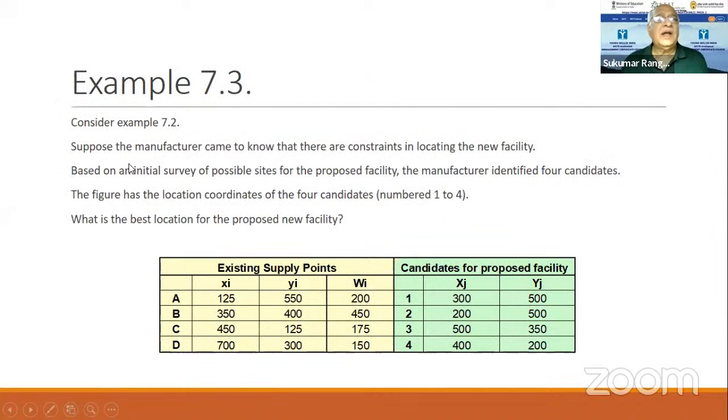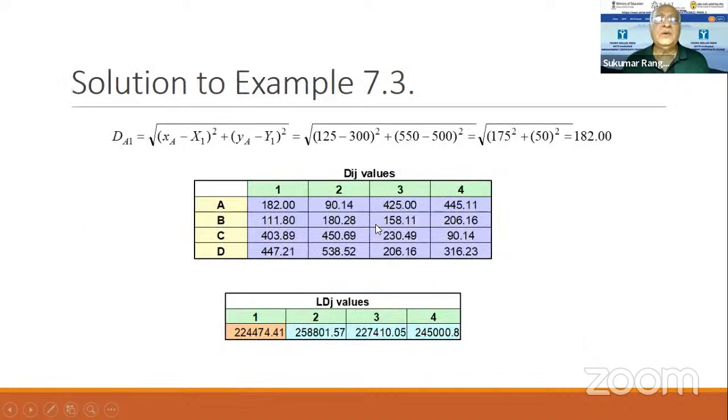Okay. So here again he has given an example. And so what is the best location for the proposed new facility? You can calculate using that formula. And if you see that this number 1 has probably, I think, the lowest or something like that, you can see.